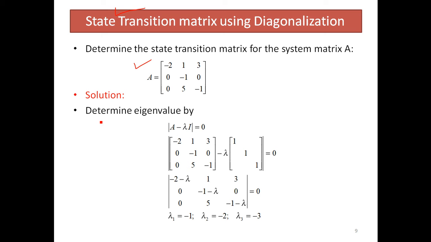Initially you have to calculate the eigenvalues related to the system matrix A, and it's very easy to determine the eigenvalues by the determinant of A minus lambda I equal to 0. Using this expression, you would get lambda 1 equal to minus 1, lambda 2 equal to minus 2, lambda 3 equal to minus 3. So it is a third order system, and 3 values of roots are there. In this way you have calculated the eigenvalues.